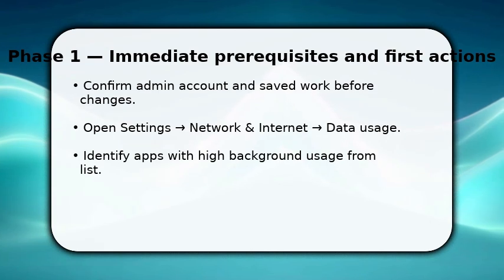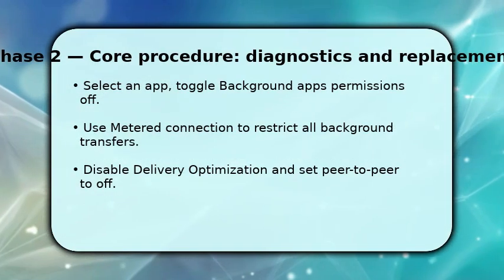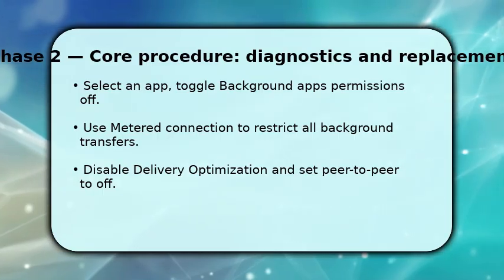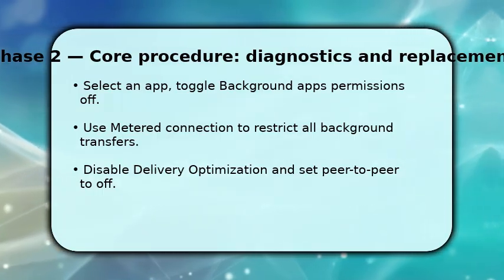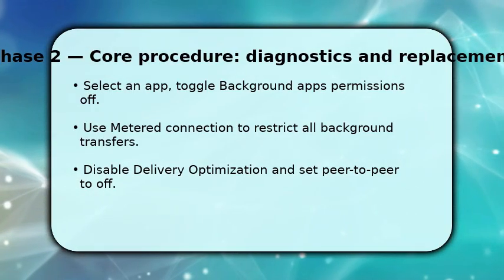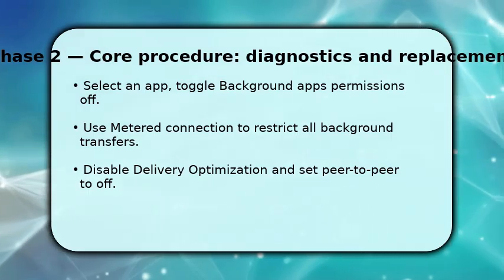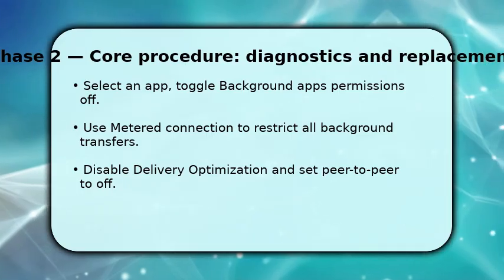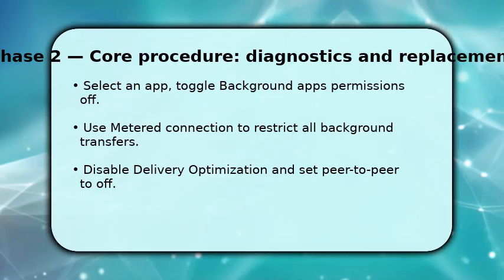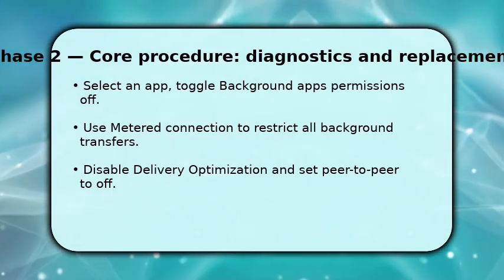Now you disable background access for specific apps. Select an app in Settings and turn off its background app permission. This prevents periodic syncing. Once done, set your active Wi-Fi or Ethernet connection as metered so Windows limits non-essential transfers. Then open Delivery Optimization in Advanced Options and switch peer-to-peer off to stop uploads to other PCs. These steps reduce both upload and download drains, and they target system services and individual apps for layered control.